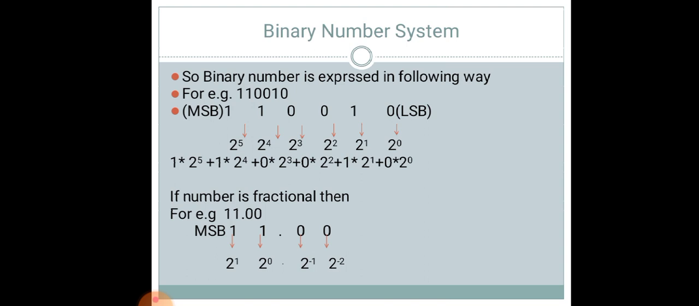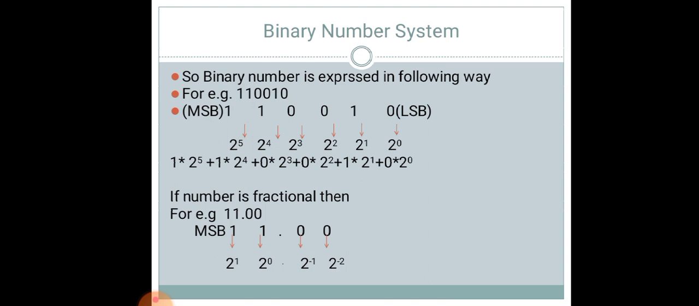Now with the help of a calculator you can add all these numbers, and finally you will get the number 110010, right? Then the next number taken is a fractional number. That means 11.00. 11 is the integer part and 00 is the fractional part, so the total number is called a fractional number.